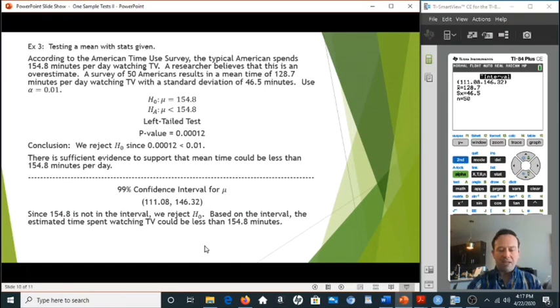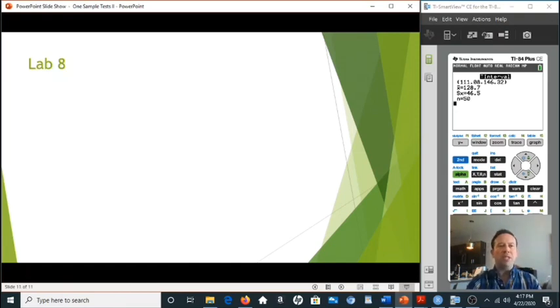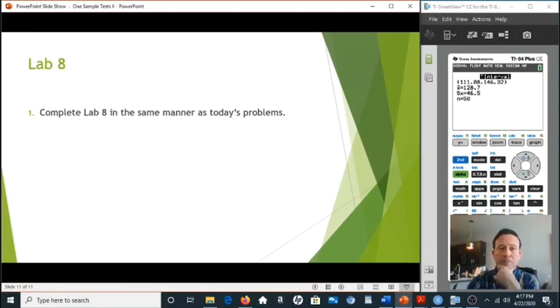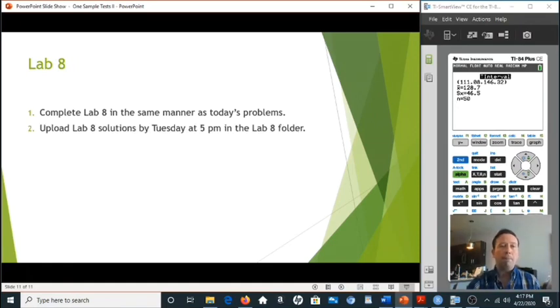Okay, and that is it for your NTS and the problems for today. Let me just mention something about Lab 8 before you log off here. You're going to complete Lab 8 in the same manner as today's problems. I would like to see that you've used the calculator for this, not the formulas from Tuesday. Lab 8 will be uploaded into the Lab 8 folder, and you have till Tuesday at 5 o'clock to do that. And today's NTS in the usual spot.